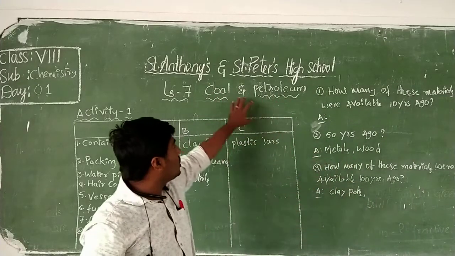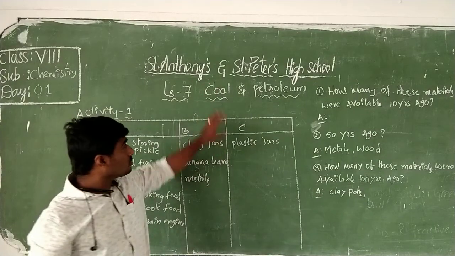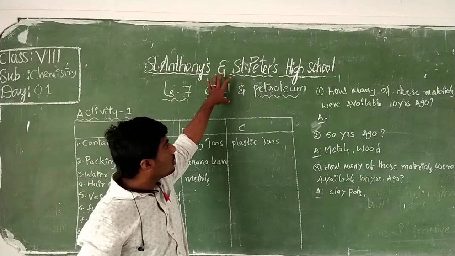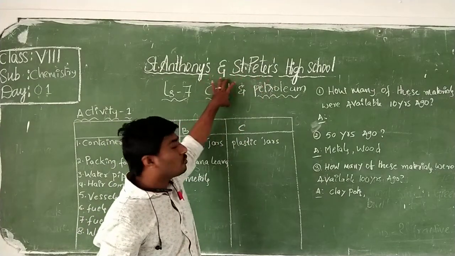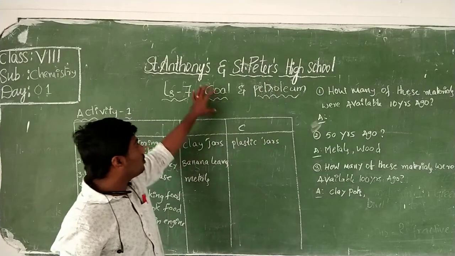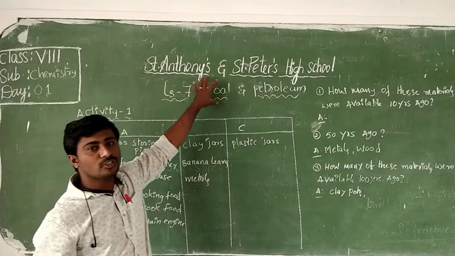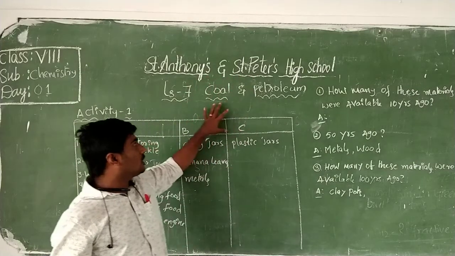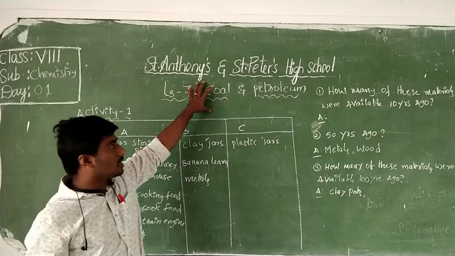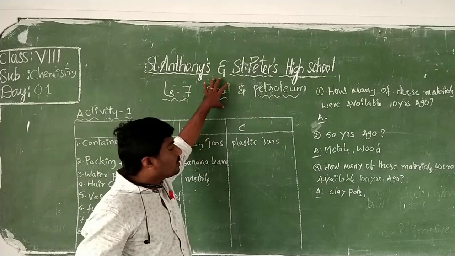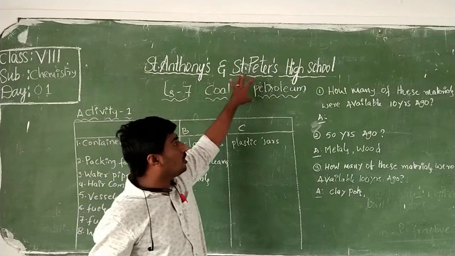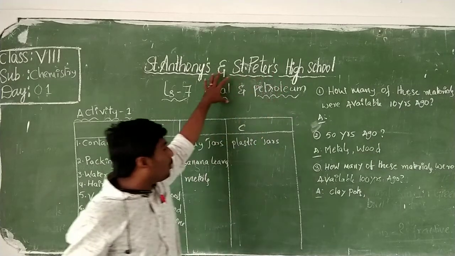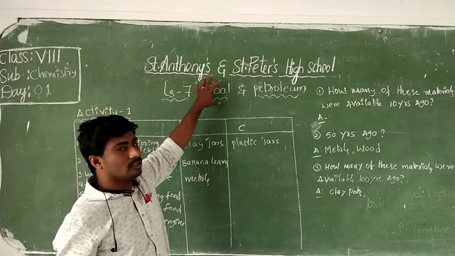What are the learning objectives in this lesson? The first learning objective is what are the uses of coal and petroleum. The second learning objective is how coal and petroleum are formed. And the third learning objective is what are exhaustible and inexhaustible resources. So in this chapter we are going to discuss whether coal and petroleum are an exhaustible resource or an inexhaustible resource. These are the main three learning objectives that we are going to discuss in this chapter.